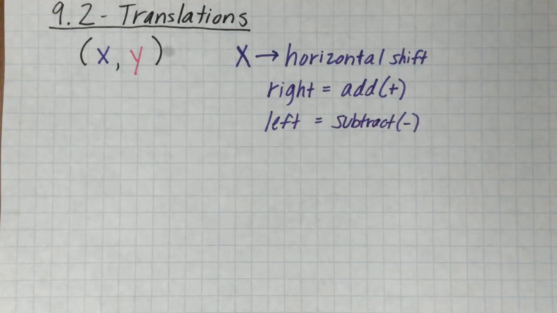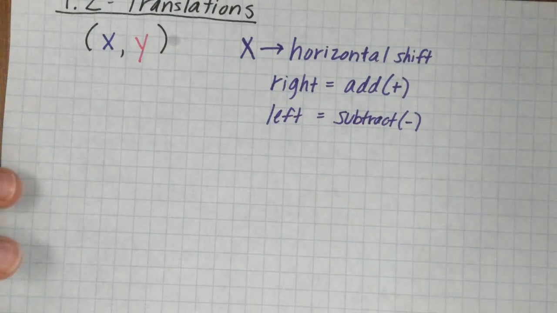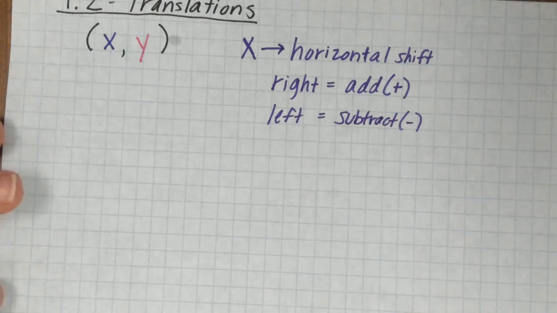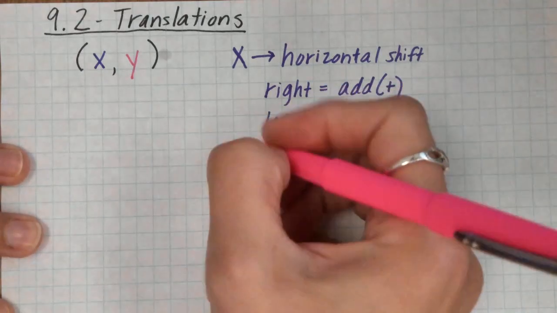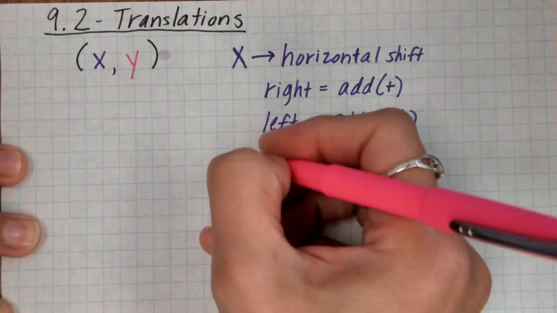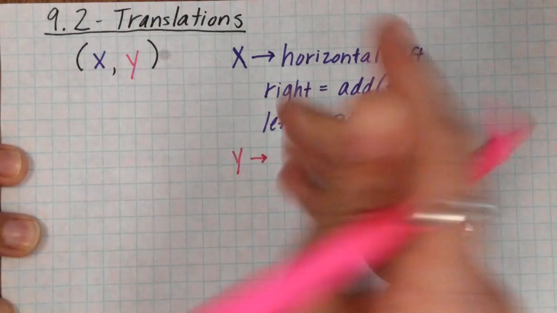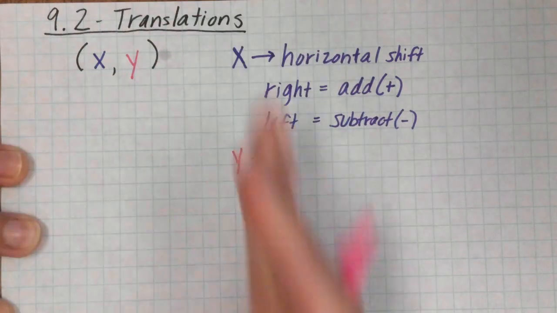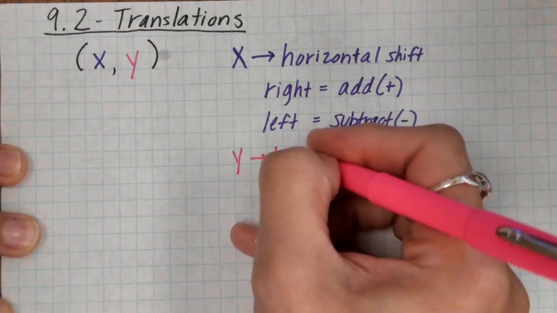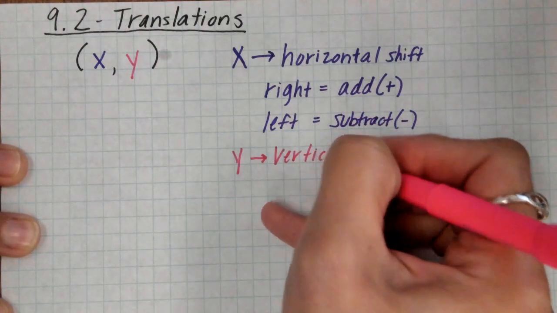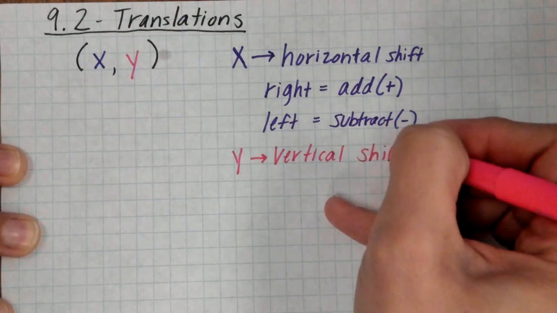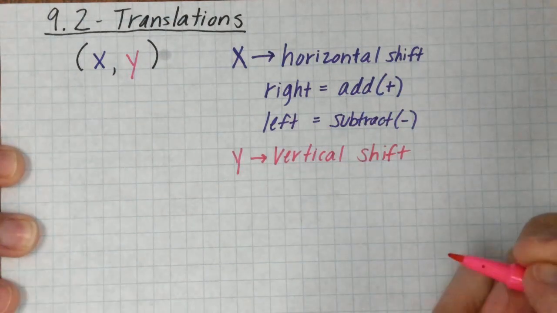Okay? So then with your Y coordinate, there are a couple things that you might be told. With your Y coordinates, this is going to end up being the opposite of a horizontal shift. You're going to have your vertical shift. So this is your up and down. So it will tell you to go up or down.